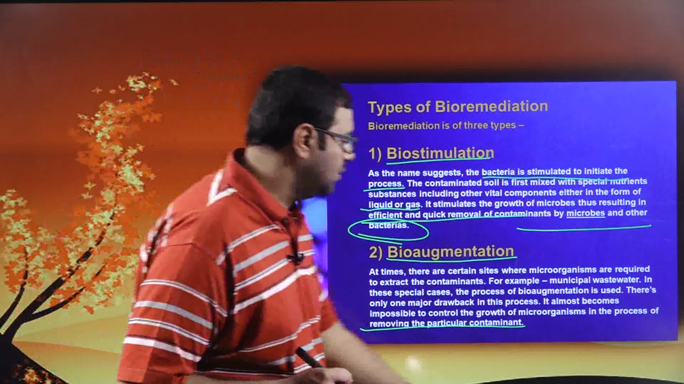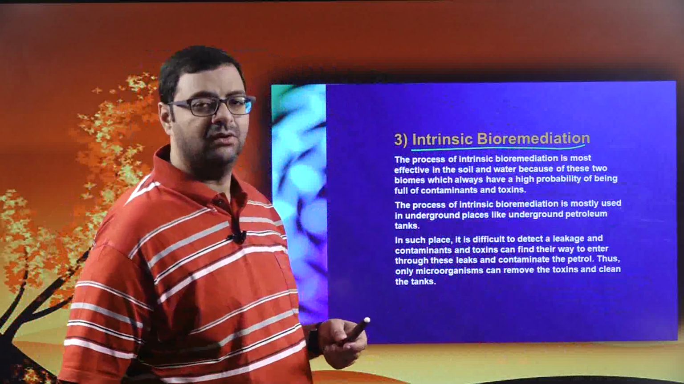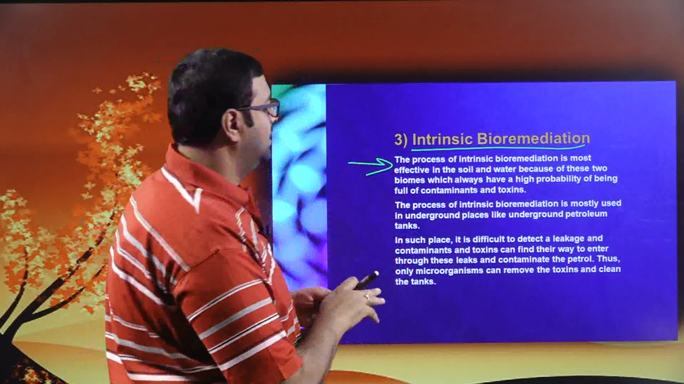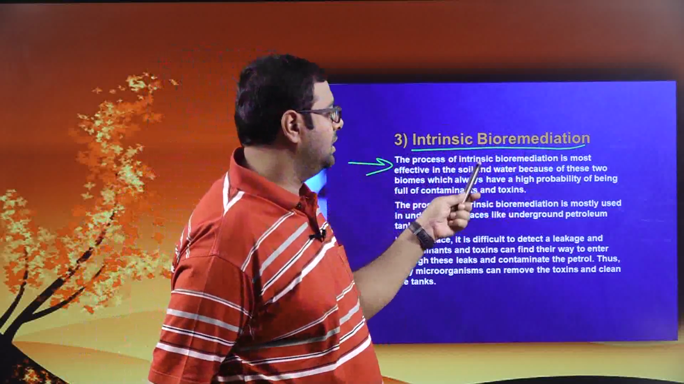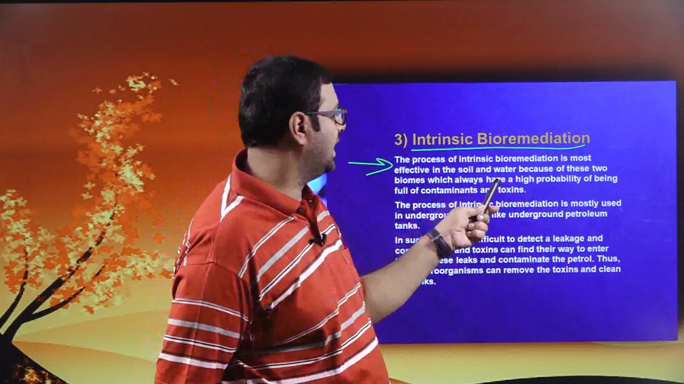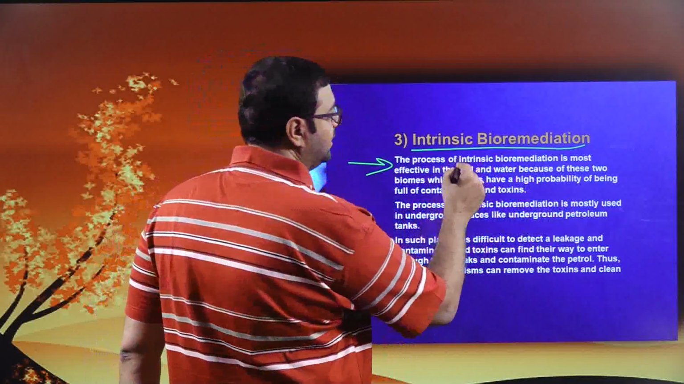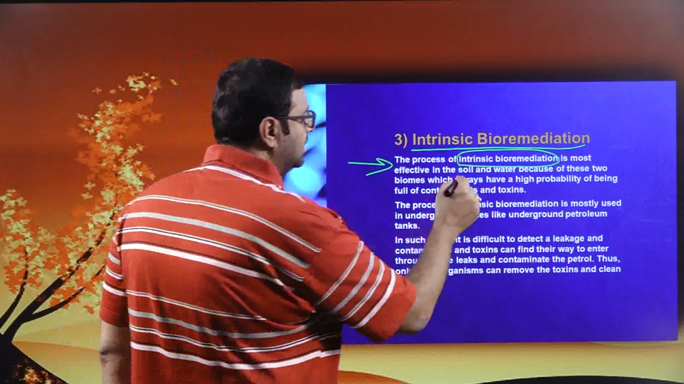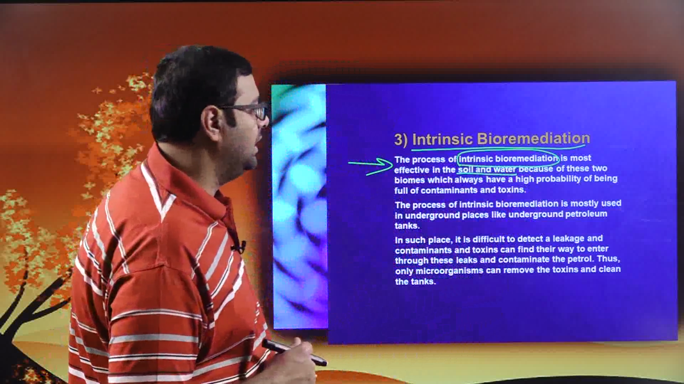Now moving on to the third, intrinsic bioremediation. I'll just read this so that you'll understand. The first point is that the process of intrinsic bioremediation is most effective in soil and water, because these are 2 biomes which always have a high probability of being full of contaminants and toxins. So intrinsic bioremediation is majorly looked at in soil and water.